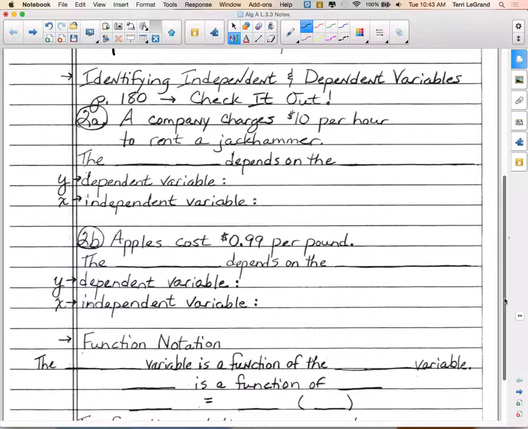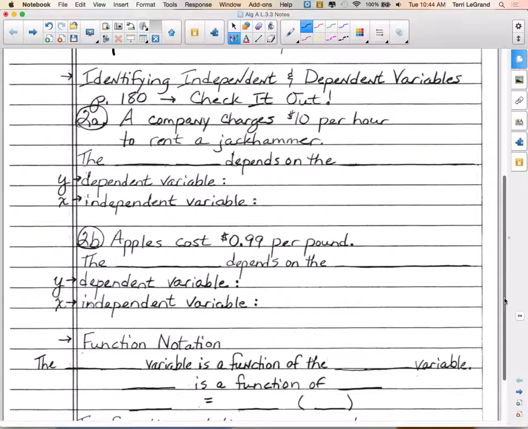How much it costs altogether? So the total amount that you're going to have to pay to rent this jackhammer. That's one thing that could change. And then what's another thing that could change in this situation? What else is going on?